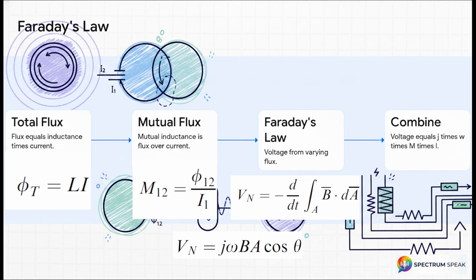Third, Faraday's law kicks in. It tells us the induced noise voltage, Vn, in a stationary closed loop with a sinusoidally varying flux is j times omega times B times A times the cosine of theta. Finally, because that B times A times cosine theta chunk represents the total magnetic flux coupled to the receptor, we can cleanly combine these expressions. So the ultimate noise voltage Vn simply equals j times omega times M times I1.